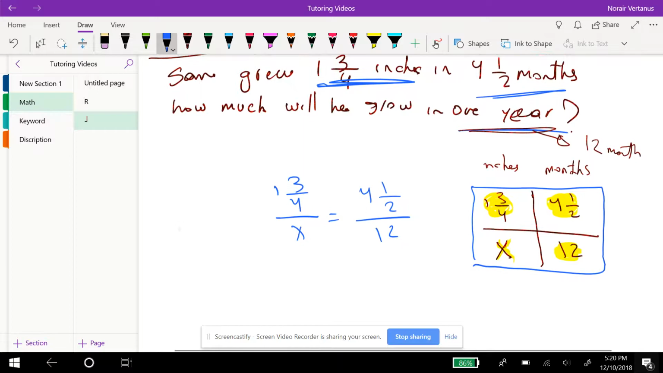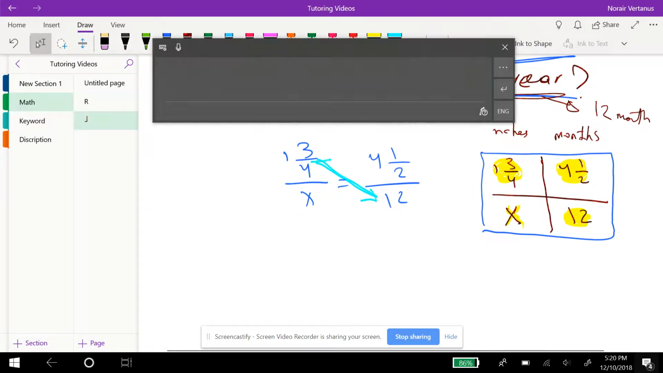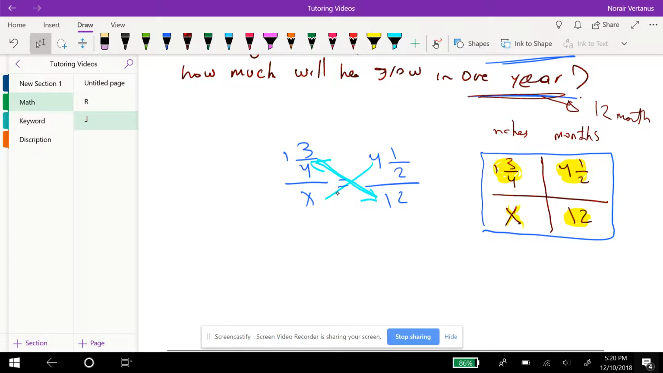So cross multiply and solve this. This times this is equal to this times this. So 4 1/2 times x is going to be 4 1/2 x. 4 1/2 x equal to 12 times 1 3/4, right?